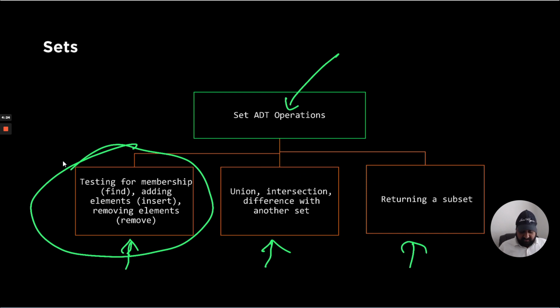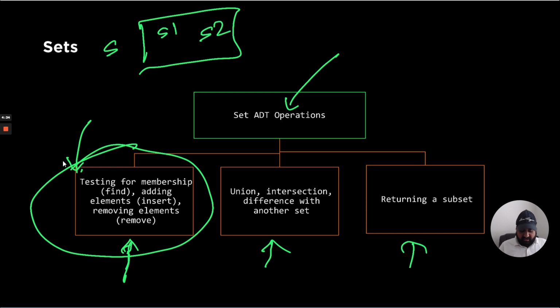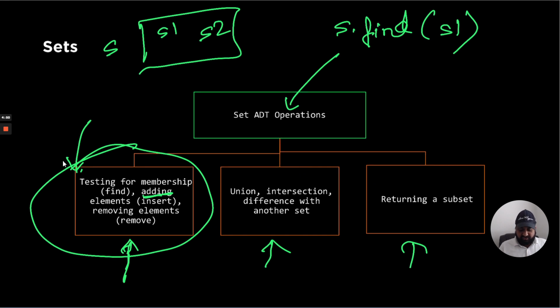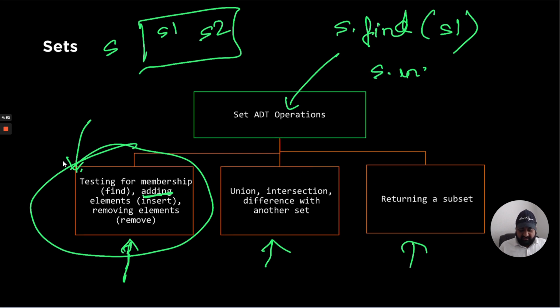All of them will provide most of these operations, which include the find operation. So let's say we have a set called S that has some objects S1, S2. What the find operation does is, if we call something like s.find(S1), it'll tell us whether S1 is a part of the set or not. Add adds an element to the set, so it might be called add or insert. So if I do something like s.insert(S5), it's going to push S5 into the set.